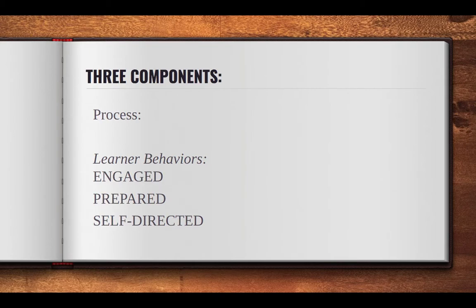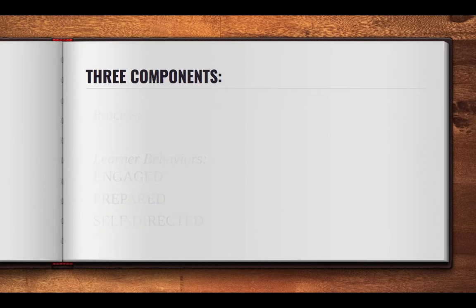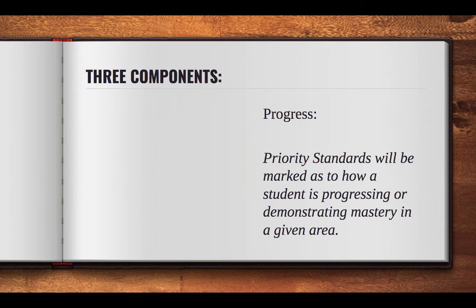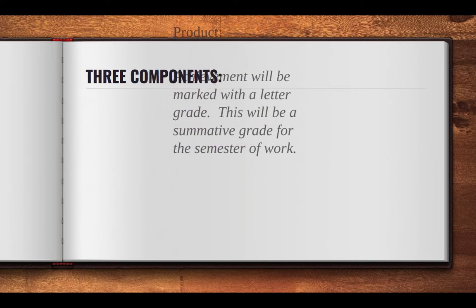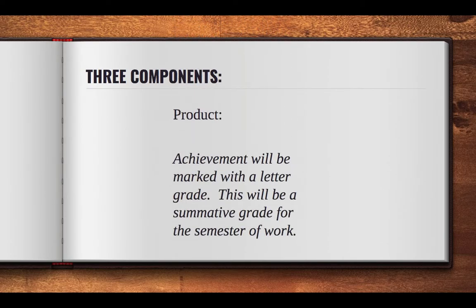We have 3 components that are included on the report card. The process components include the learner behaviors: engaged, prepared, and self-directed. The progress components include the priority standards. They will be marked as to how a student is progressing or demonstrating mastery in a given area. And the product will be an achievement grade, marked with a letter grade. This will be a summative grade for the semester of work.